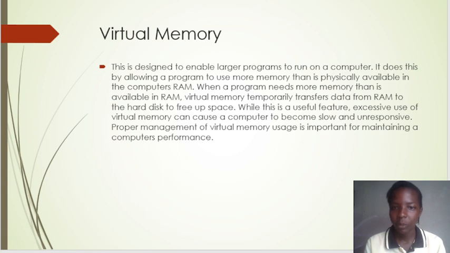So in virtual memory, how it will enable larger programs to run is through transferring the data which is on the RAM to the secondary memory, to the hard disk drive. When this data is transferred to the hard disk drive, it frees up space in the RAM, and that is where these larger programs will then be executed.